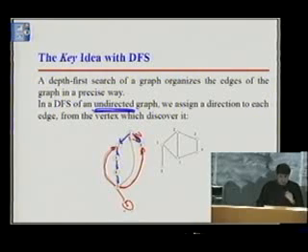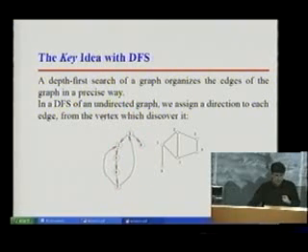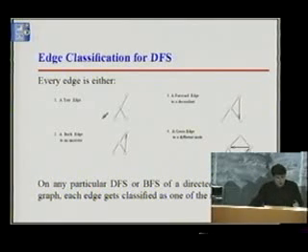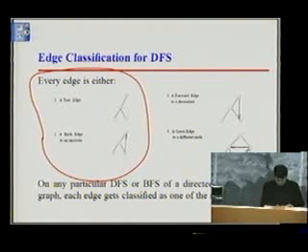So one thing that's neat about depth-first search, and makes a lot of algorithms go, is that it organizes the edges in a very neat and precise way. Any questions? Okay. So whenever you have a depth-first search of a graph, if the graph is undirected, all the edges have the property that they are either tree edges or go back to an ancestor. Any questions?